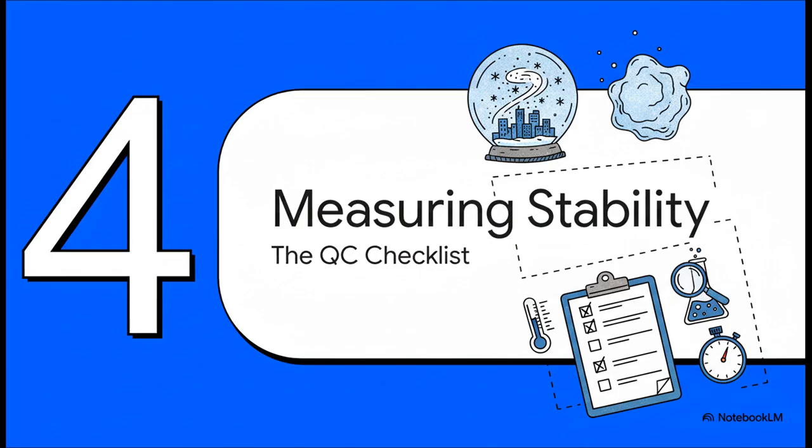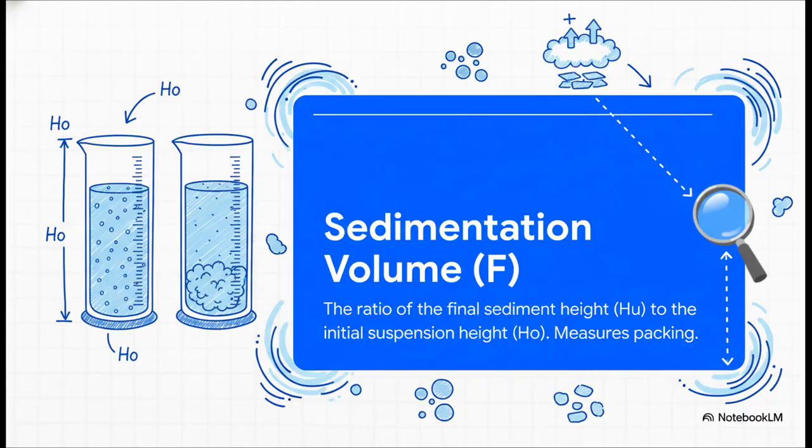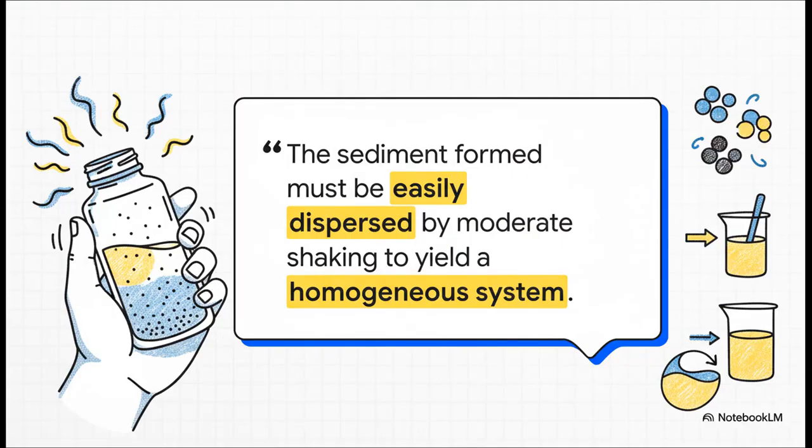So how do scientists know if they've made a perfect snow globe or just a useless icy clump? They don't just guess. They have a whole checklist of rigorous quality control tests to measure the stability of their formula. One of the simplest but most important measures is called sedimentation volume, or F. All they do is let the suspension settle and then measure the height of that sediment layer compared to the total height of the liquid. A higher F value is a good thing. It means the sediment is fluffy and hasn't packed down tightly, which is exactly what you want in a good flocculated system.